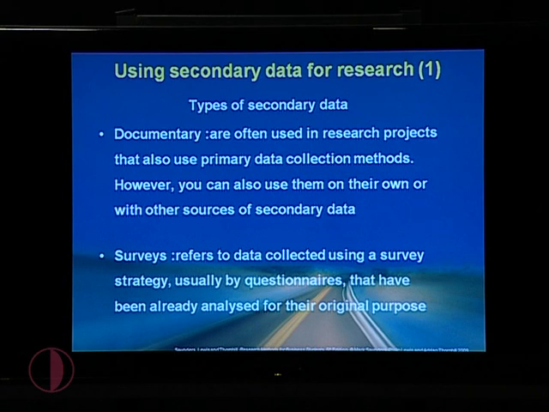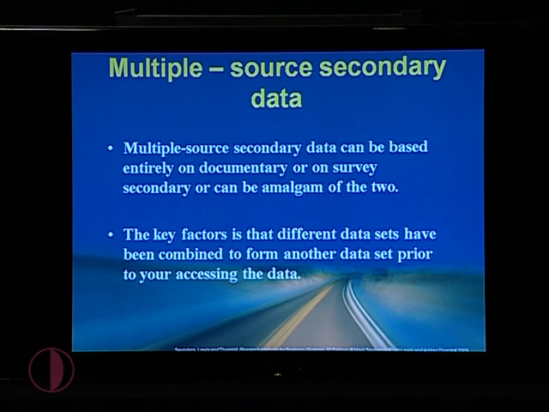So the types of secondary data are documentary and survey. Documentary data is something you sometimes need to use in your research projects, alongside primary data collection methods. Survey data is another source of secondary data, collected through a questionnaire and analyzed for its original purposes. As we mentioned, it may be different from your research question.